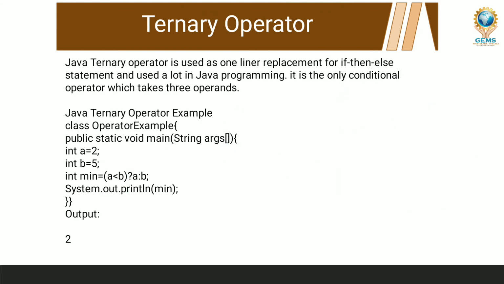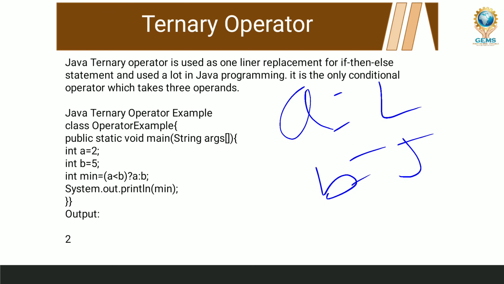A small program. Here a value is 2 and b value is 5, and a less than b, then what is the answer? 2 is the answer. I already said if the first expression is correct, expression 1 will execute. If the expression is not true, the second expression will be executed. Now we are taking two numbers a and b, a value 2, b value 5. We are giving only one condition, that is a less than b. If the condition is true, the first expression will execute. Imagine if the condition is not true, the second expression will execute.